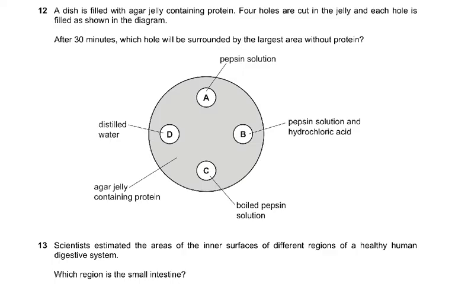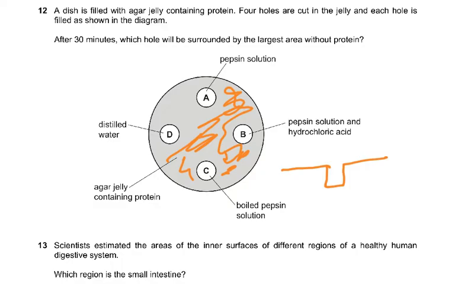Question 12. A dish is filled with agar jelly containing protein. This is all the agar jelly containing protein, right? Four holes are cut into the jelly and each hole is filled as shown in the diagram. So a hole is cut into it, we've got a little space like this, and we put something in it. And each one is different.